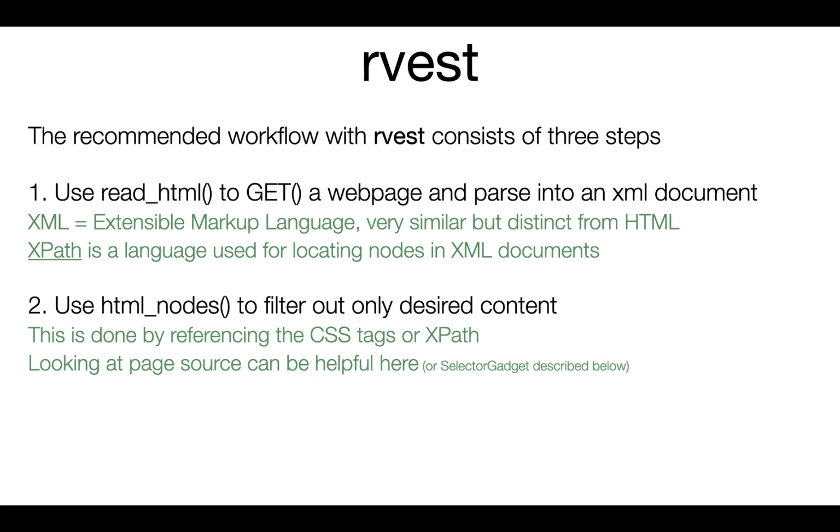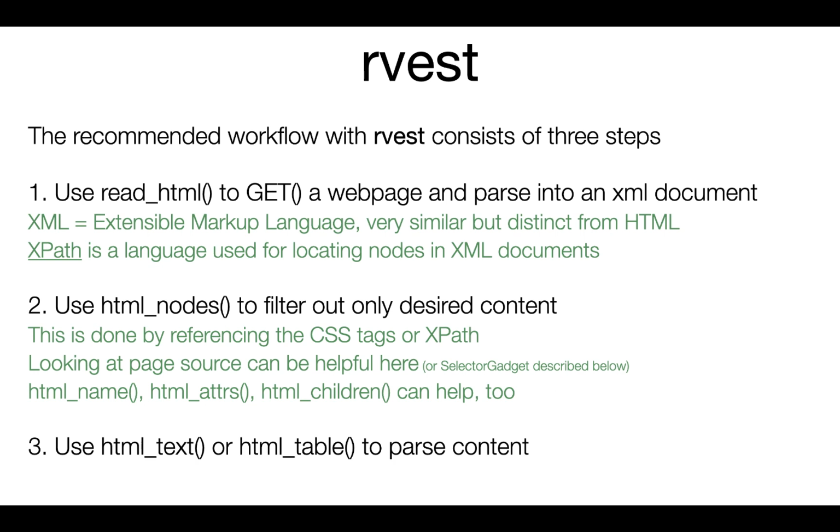rvest also provides some functions to help you do this. Those functions are HTML name, HTML attributes, and HTML children. These will help you understand the tree structure of the HTML markup language. When you've isolated the part of the web page that you want with HTML nodes, it's time to parse that part of the web page. To do that, you'll typically use either HTML text or HTML table, just depending on which of those you're actually interested in doing.